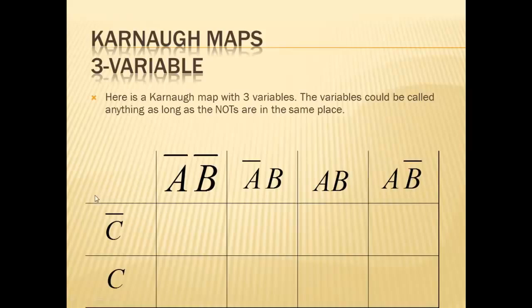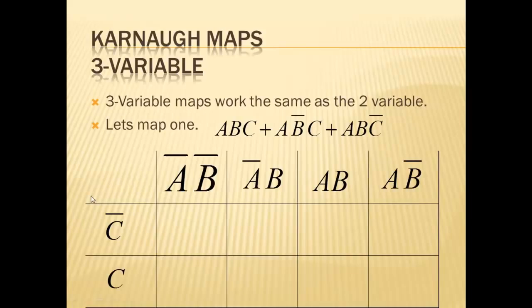So let's look at an example of how to map these. So for the 3 variable ones, it's just like we did the other one. We just figure out where these intersect at and draw 1. So the very first one is A, B, C. Well, here's AB and here's C. So A, B, and C intersect in that box right there. A, B naught, C intersect right here. And then A, B, C naught intersects right here.